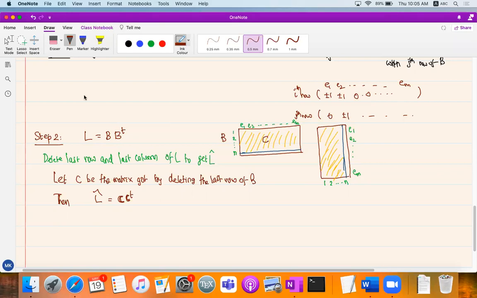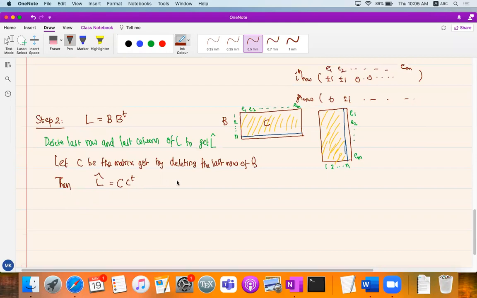Okay, any questions about this? So not only is L equal to B B transpose, but we also have a representation for L hat, which we need. Now, how do I calculate the determinant? C is this matrix. So what does C look like? If we write down C, it will look like this. It will have one row less: 1, 2, up to n minus 1.